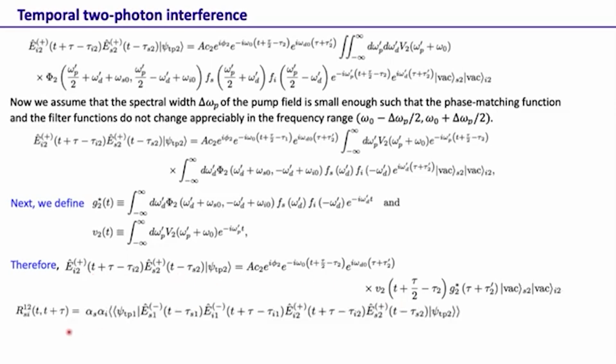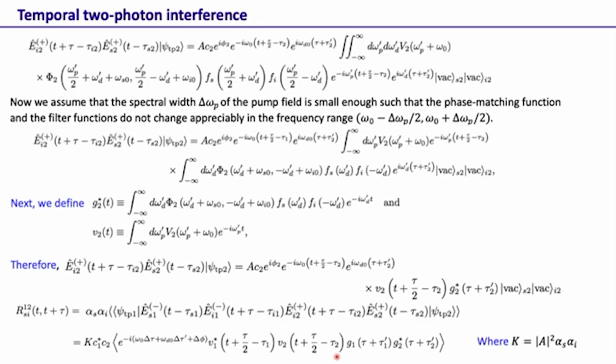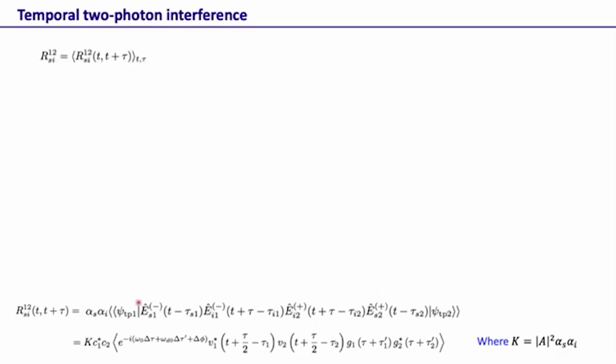This quantity is this, and now we can go back and calculate this quantity. We calculate this in a similar manner, and then this RSI12 can be written like this. What we have is e to the i times minus omega naught delta tau plus omega d naught delta tau prime plus delta phi, and the product of these quantities. Again, for this k, we have combined all these different constants and put them together.